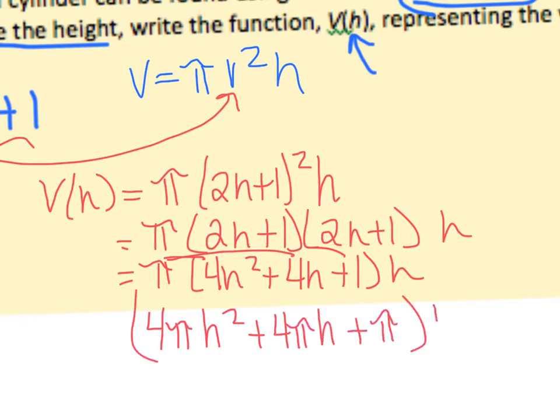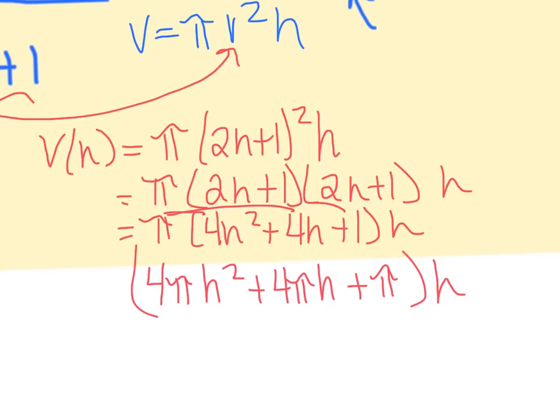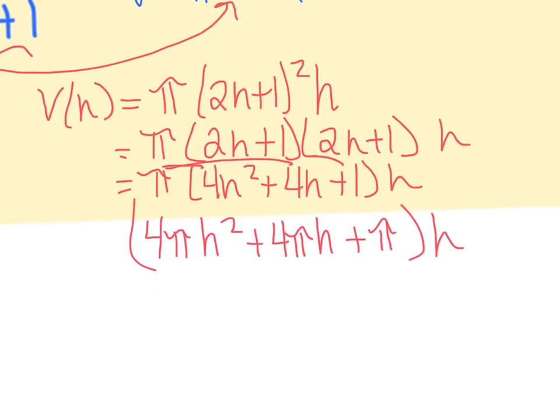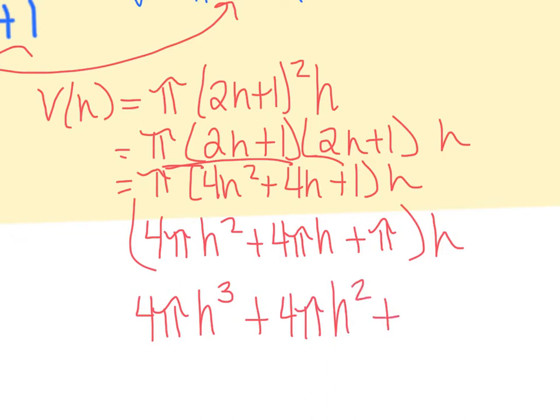And now I'm going to multiply by h one more time. So I have 4 pi h cubed plus 4 pi h squared plus pi h.